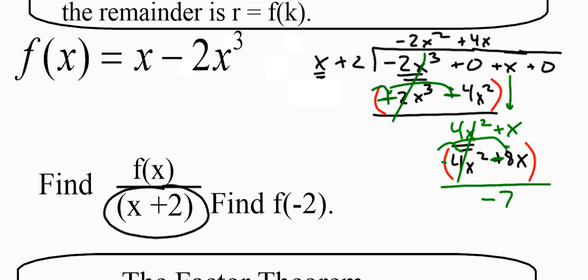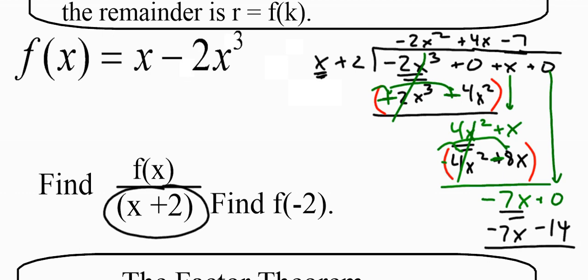7x. Bring down the 0, and we do it one more time. What times x will give us negative 7x? It's going to be negative 7, and what we have is negative 7x minus 14. Again, distribute the negative, so it becomes positive, cancel, and we're left with 14.